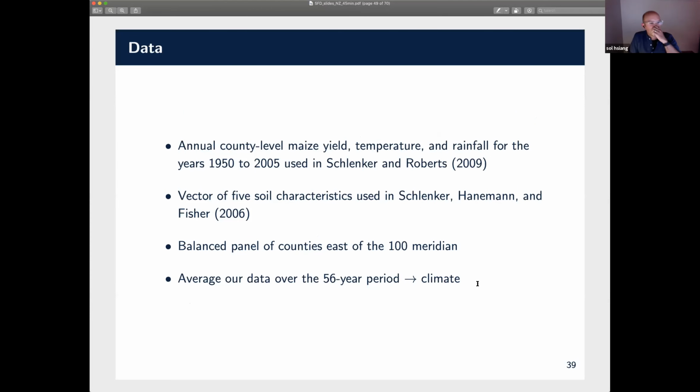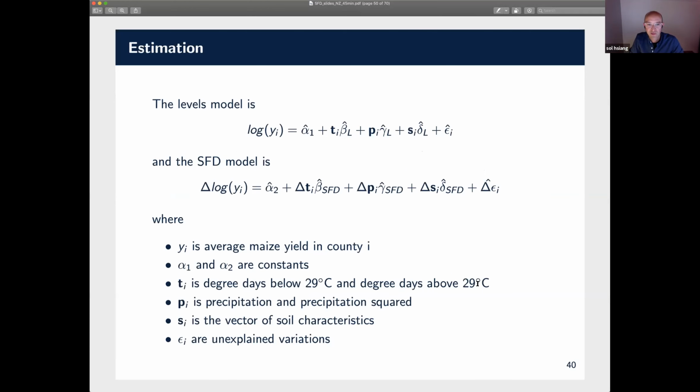So what we're going to do is we're going to take some data from a famous study by Wolfram Schlenker and Mike Roberts. And then we're going to take some other data from those same authors plus their advisors, where we look at soil characteristics and construct a balanced panel of observations. And we're going to collapse this whole panel down to a single cross section. So we're just looking at one snapshot of agricultural production in the eastern United States.